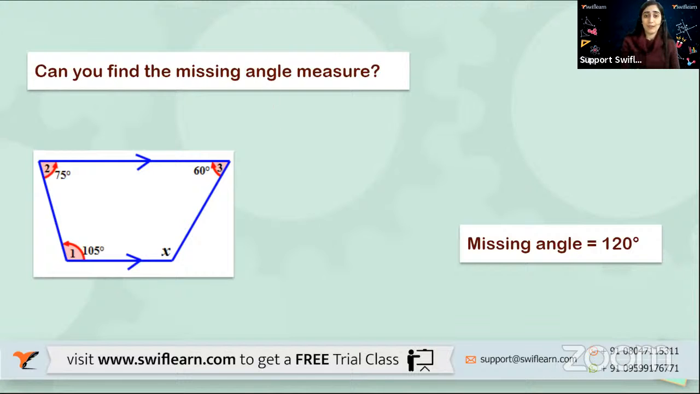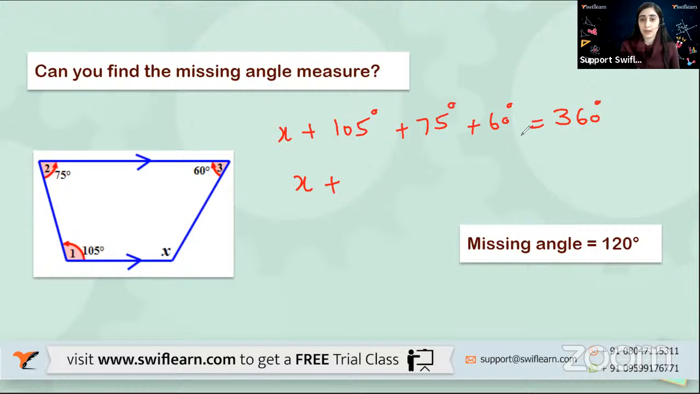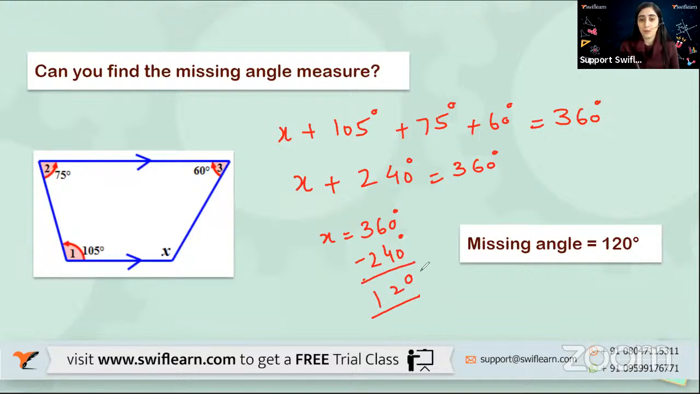That's right. So how will we write it? X plus 105 degrees plus 75 degrees plus 60 degrees is equal to 360 degrees. Okay, so when I add this, 105 plus 60 is 165, plus 75 comes out to be 240 degrees, so X plus 240 is equal to 360 degrees, right? So X is equal to 360 degrees minus 240 degrees. I'm so sorry, I directly wrote the answer. When I calculate this, it comes out to be 120 degrees. So we got the missing angle, that is 120 degrees.